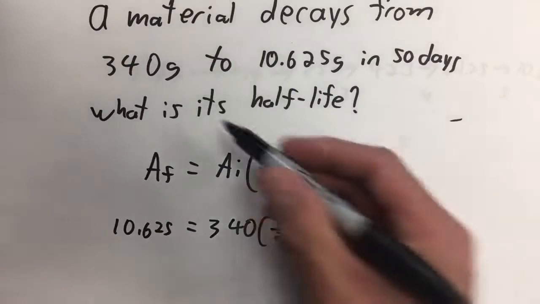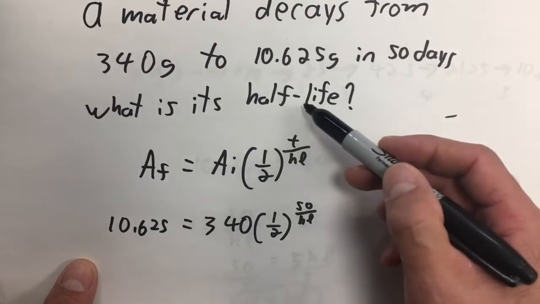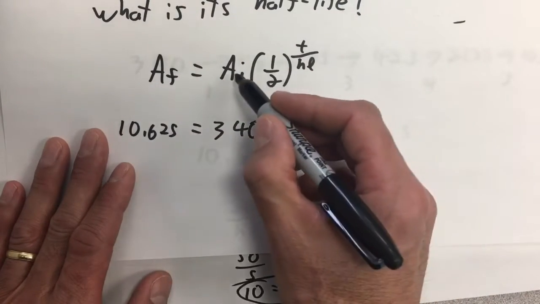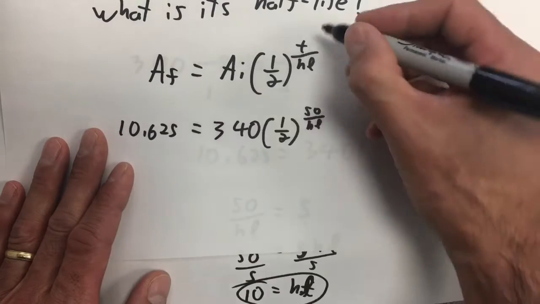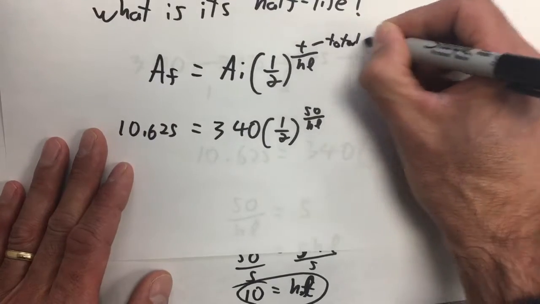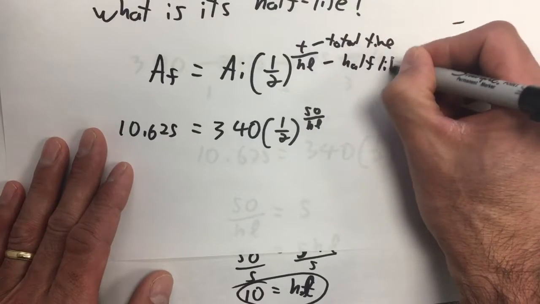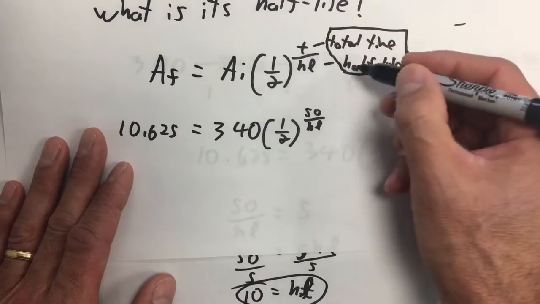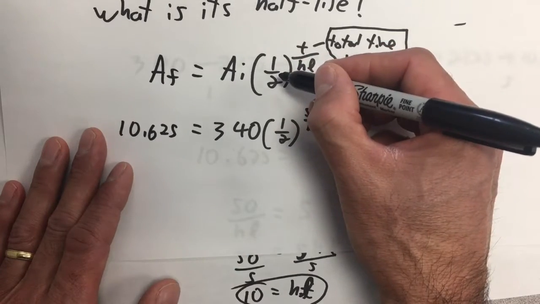So to recap, if 340 grams decays to 10.625 grams in 50 days, and we're looking for the half-life, we write down the half-life equation where the initial amount is repeatedly cut in half to give us a final amount. The exponent is the total amount of time. Let me write that here. Total time divided by the half-life. And if you think about that, you should be able to make sense of this in the fact that this exponent represents the number of times the initial amount was cut in half.